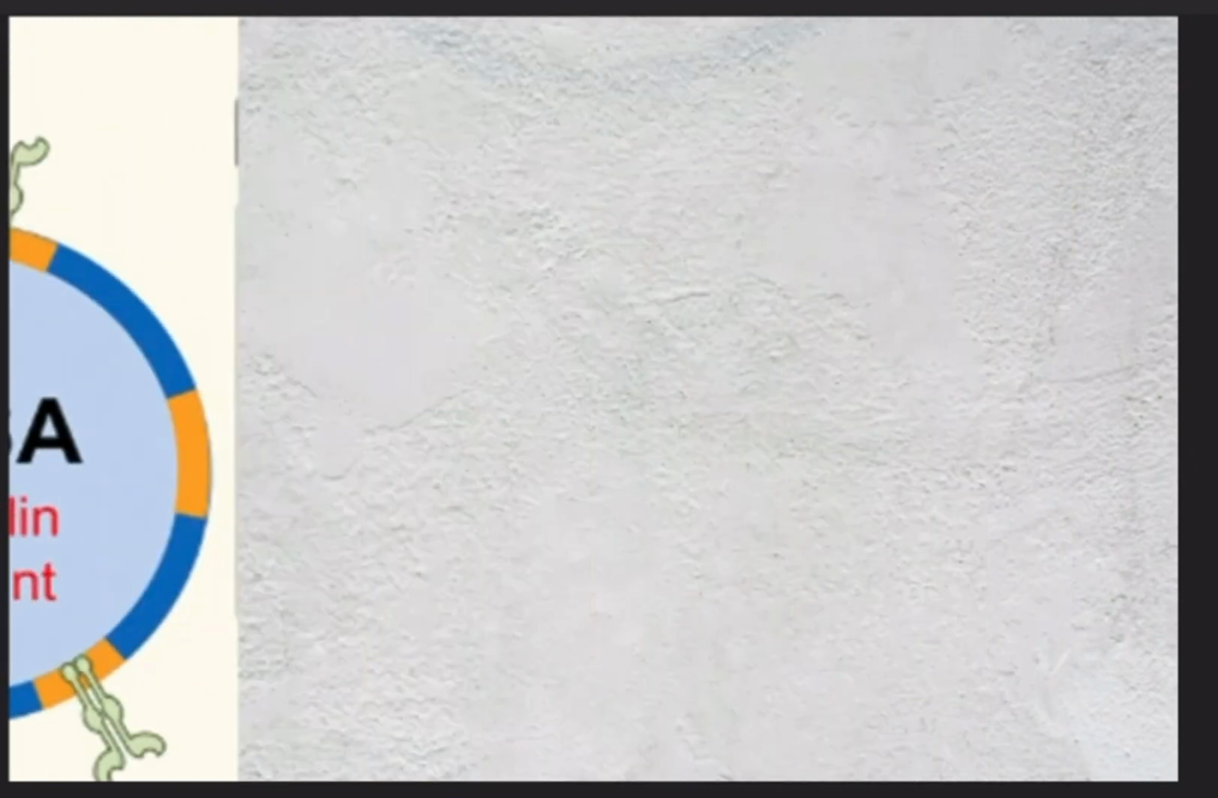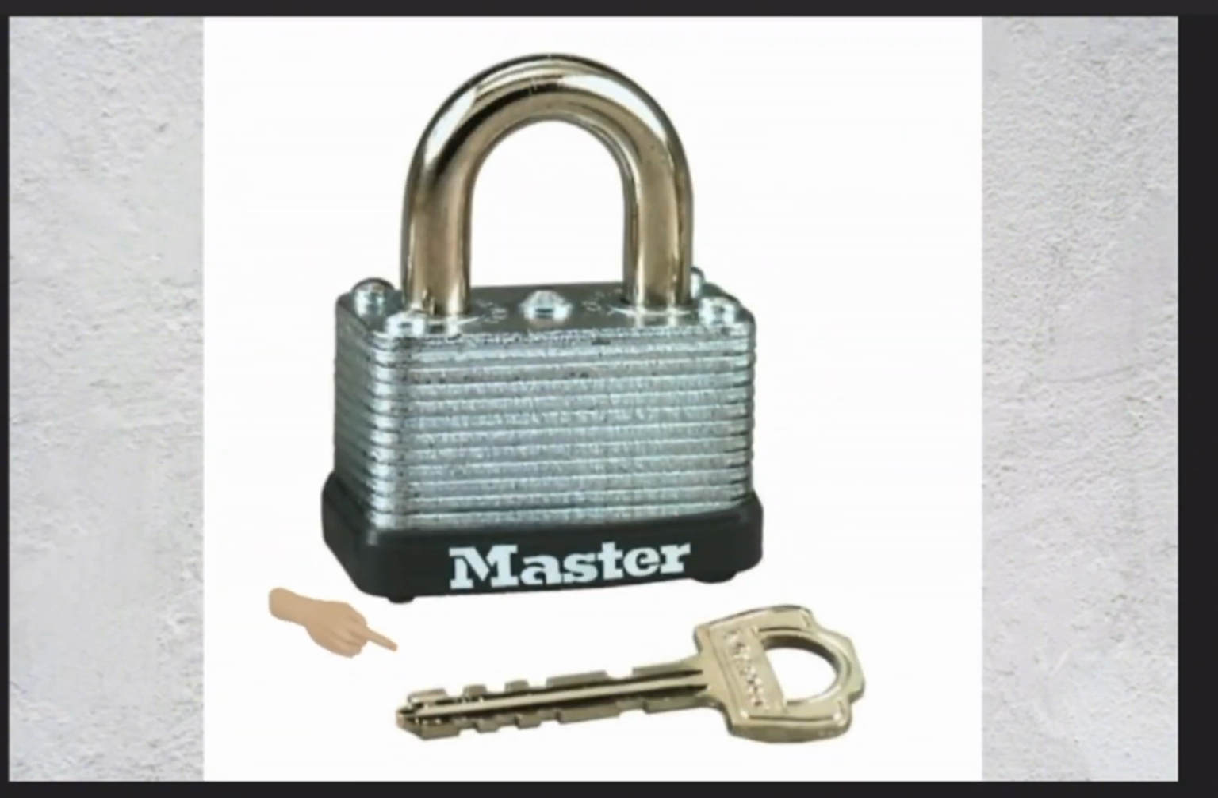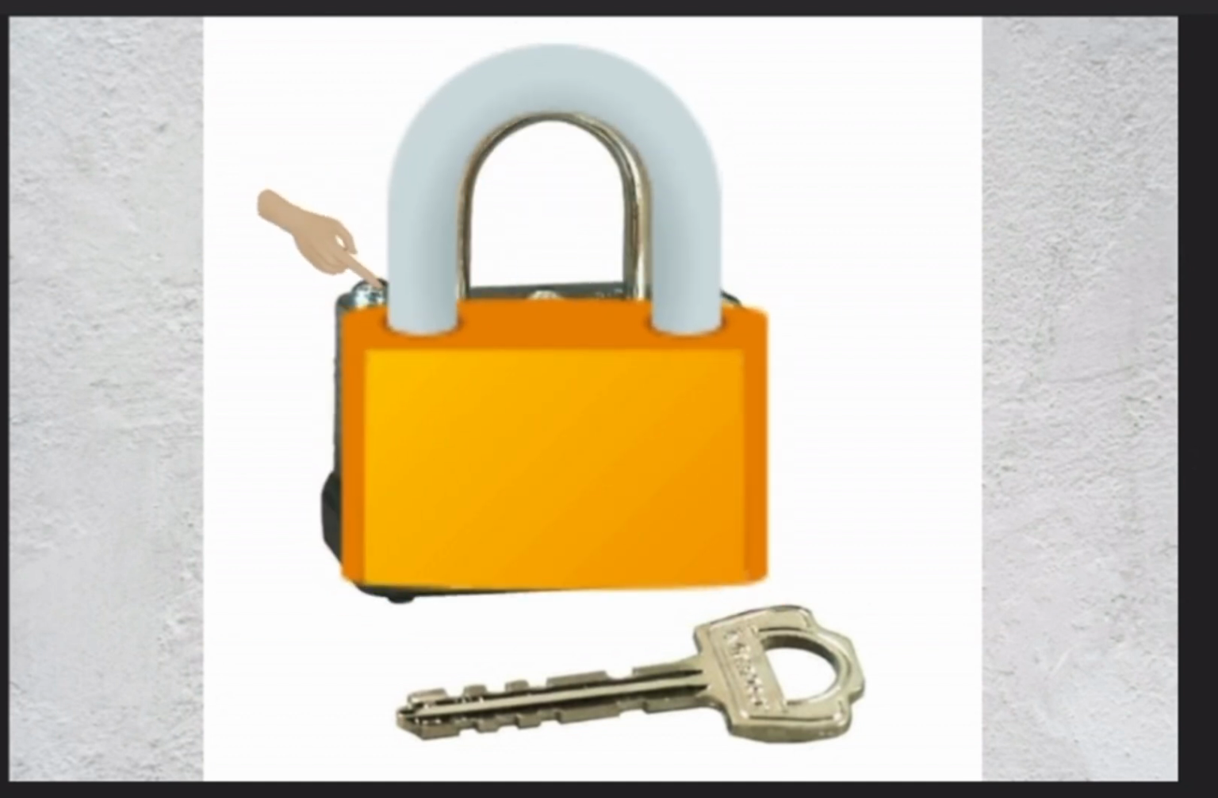This is similar to a lock and key mechanism. The antibiotic is the key, but the lock, which is the PBP2a, has been altered so that the key doesn't fit properly. This allows MRSA to continue building its cell wall, making it resistant to methicillin and similar antibiotics.